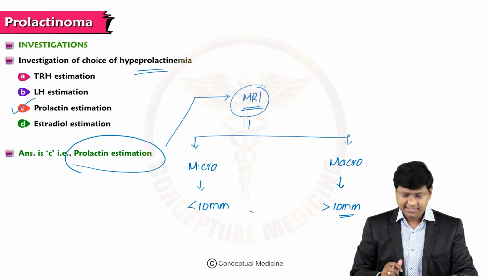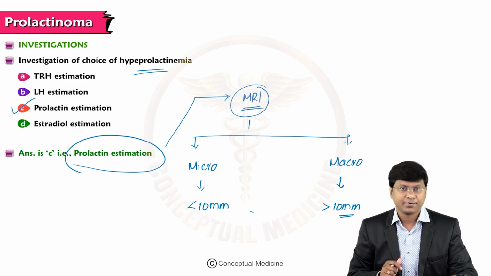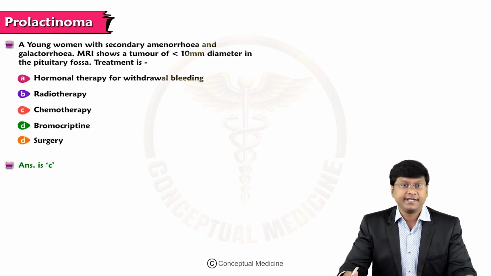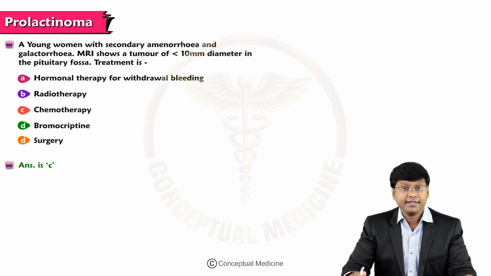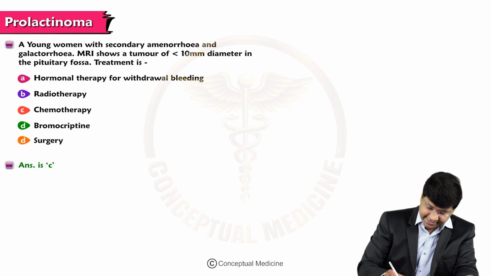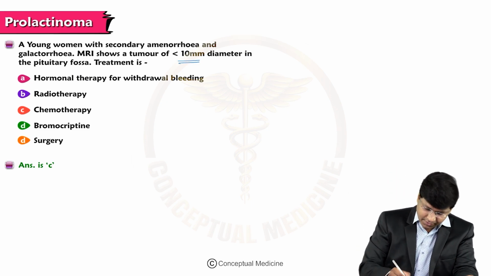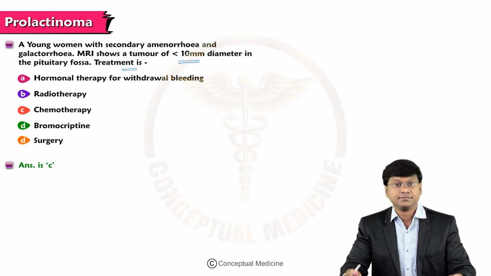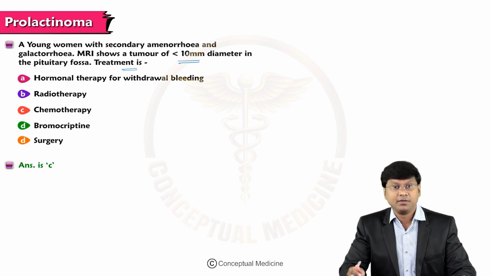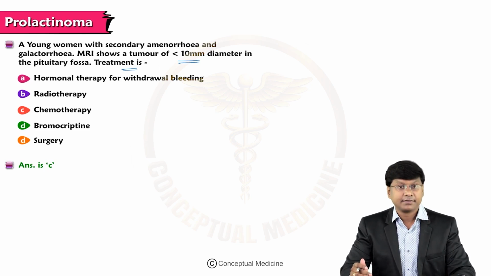Now, having discussed the investigations, let me take up the treatment in patients with prolactinoma. If you see the next question related to the treatment, we have a young woman with amenorrhea galactorrhea syndrome demonstrating a tumor of less than 10 millimeters diameter in the pituitary fossa. What is the treatment that you will give? Hormonal therapy for withdrawal bleeding, radiotherapy, chemotherapy, bromocriptine, or surgery.